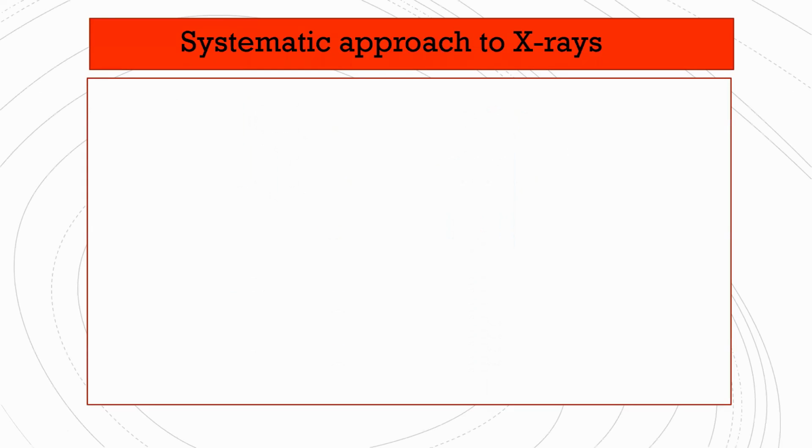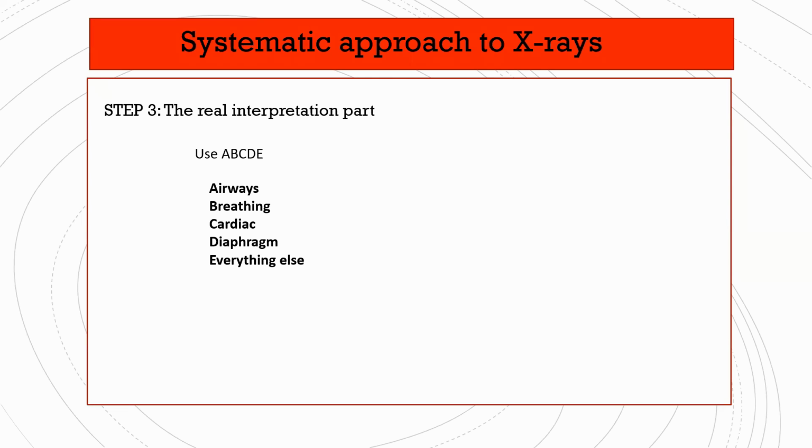Great. Now move on to step 3, which is the real interpretation, the real detective part, okay? And it's an acronym that is ABCDE. And we're going to go through it right now. So it's airways, breathing, cardiac, diaphragm, and everything else. I know I hate the everything else part because it doesn't help you, but there's actually two things in there, so don't worry.